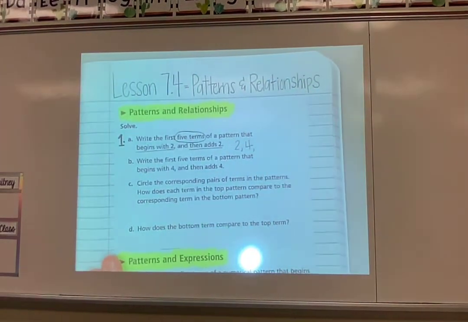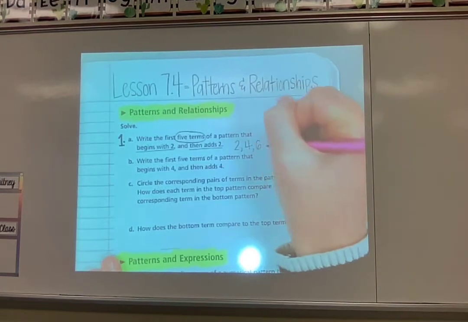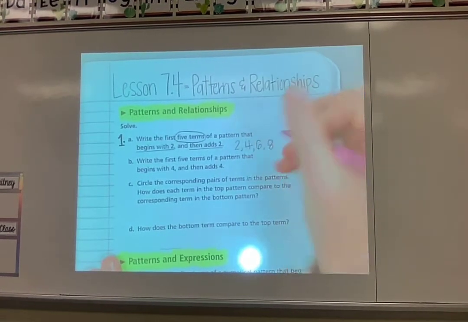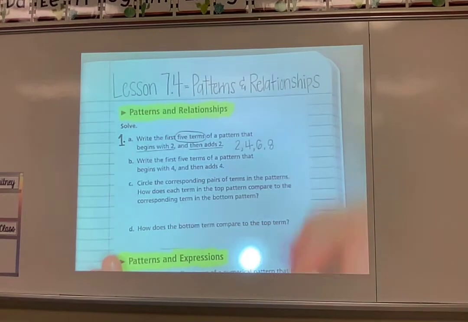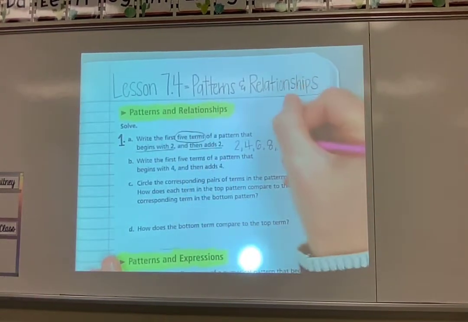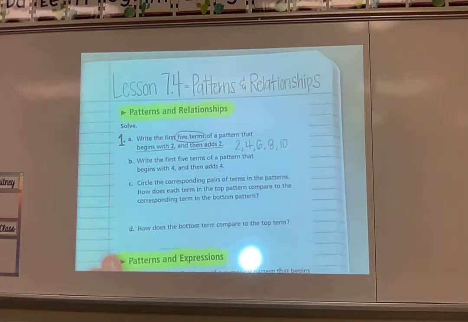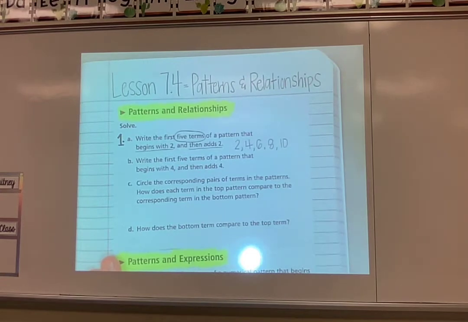And then I'm going to keep the pattern going. So far I have 2 terms. My next term would be a 6, and then an 8. 1, 2, 3, 4 terms, so I need 1 more. So I'm going to add 2 one more time to give me a 10. So that would be my pattern. Let's go on down to letter B.